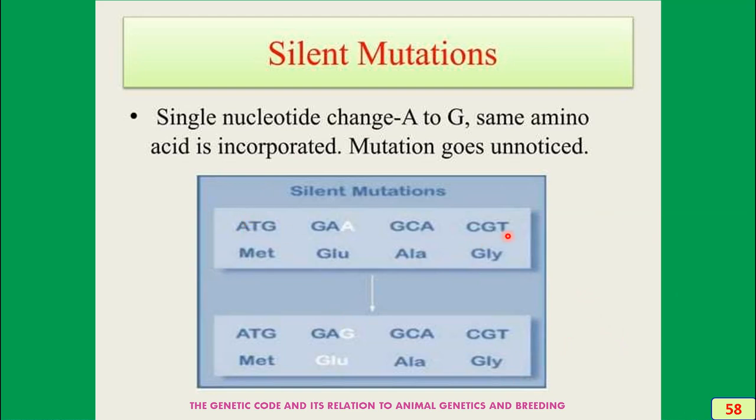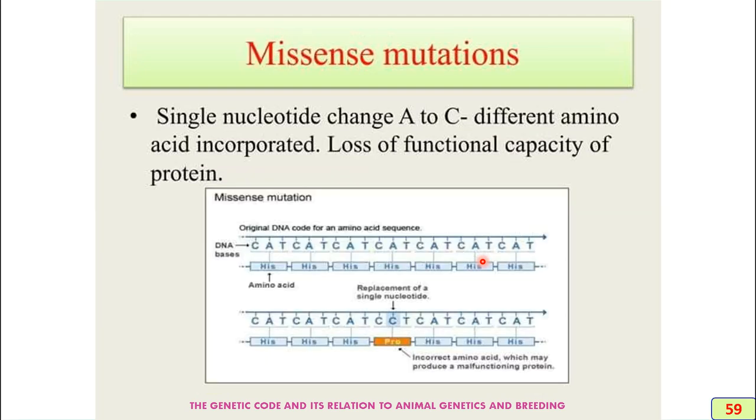For example, ATG is methionine, GAA is glycine, alanine, and glycine. Or, for example, the same thing, GAG may also produce the GLU amino acid, and this is called a silent mutation.